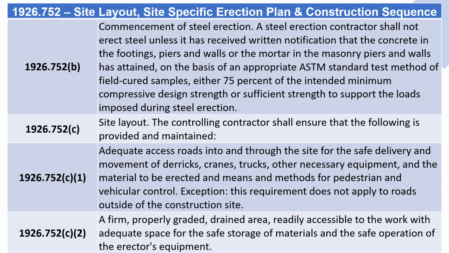1926.752(c) Site layout. The controlling contractor shall ensure that the following is provided and maintained. 1926.752(c)(1) Adequate access roads into and through the site for the safe delivery and movement of derricks, cranes, trucks, other necessary equipment, and the material to be erected, and means and methods for pedestrian and vehicular control. Exception: this requirement does not apply to roads outside of the construction site. 1926.752(c)(2) A firm, properly graded, drained area, readily accessible to the work, with adequate space for the safe storage of materials and the safe operation of the erector's equipment.